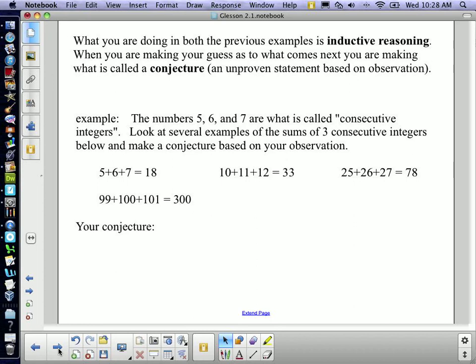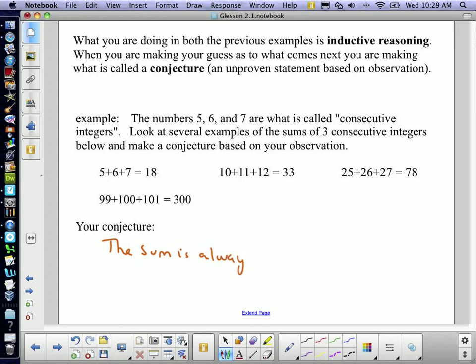That would be the kind of conjecture that we're looking for. It relates to a couple of different things. You are correct in saying that they are consecutive integers. That is correct. But the kind of conjecture that we're looking for here might be something more like that. So my conjecture might be the sum is always 3 times the second number, or the middle number.